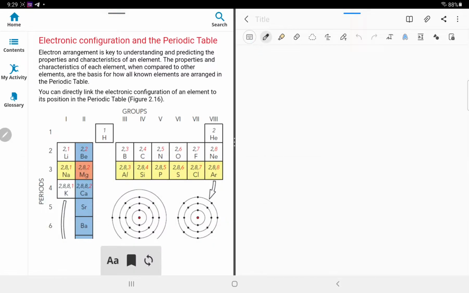Let us see. First consider hydrogen. What is its electronic configuration? Its electronic configuration is 1 because it has only one atomic number. So we can determine the group number and period number according to the electronic configuration. Hydrogen belongs to period 1 and group is also 1.